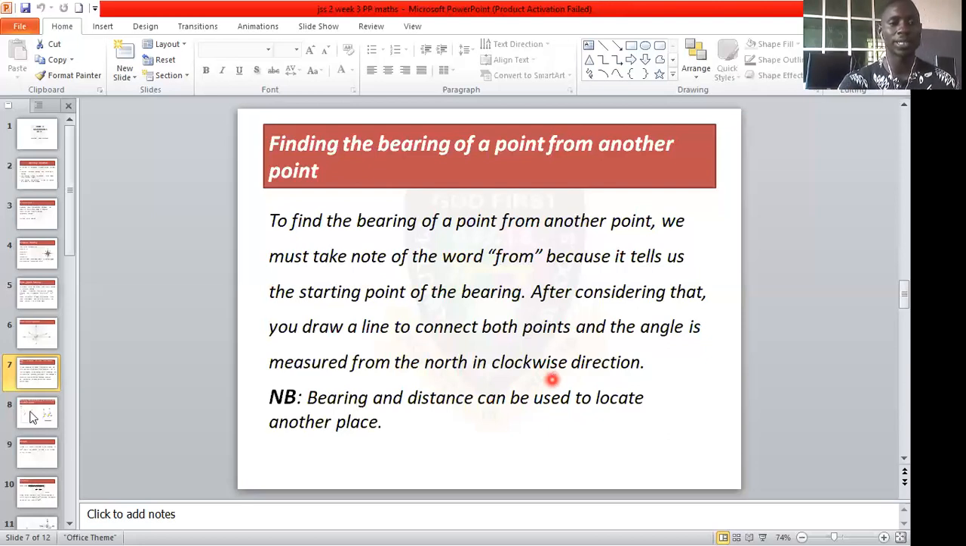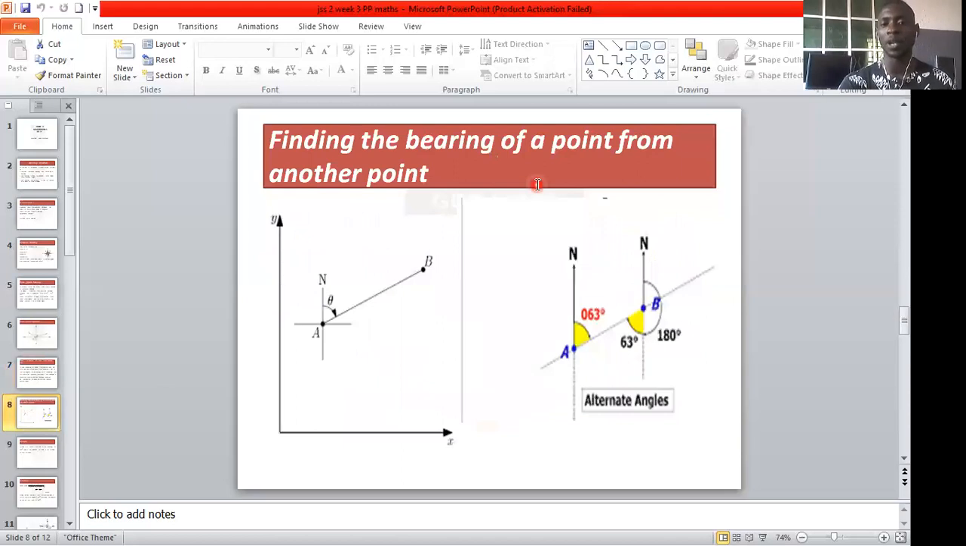So take a look at this. Finding the bearing of a point from another. This is a diagram illustration. Look at this point. This is A from B. This is B from A. Take note, this is B from A. That is, A is the starting point. So we are trying to find the location of B starting from A.